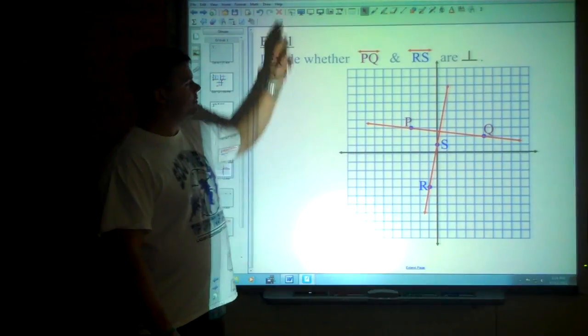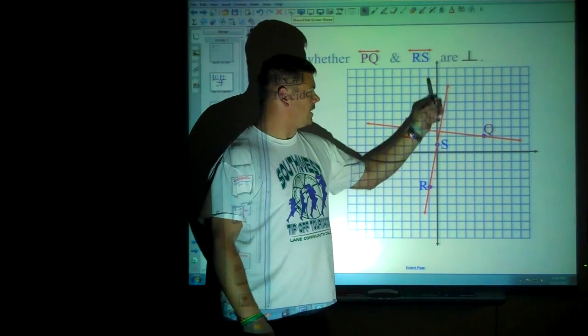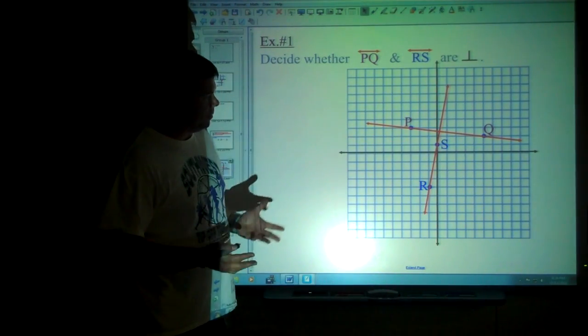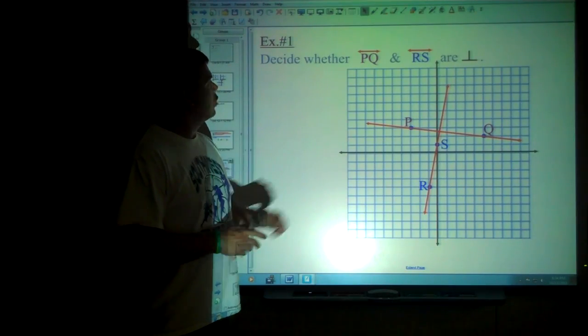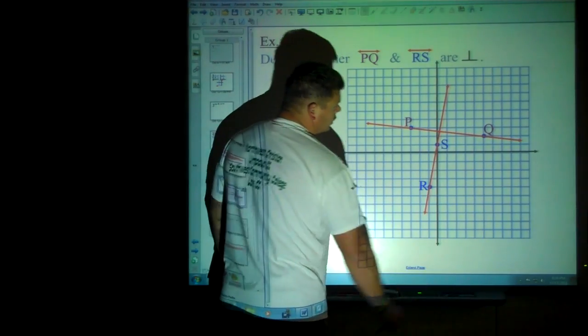So here we have a graph with two lines on it. We have line PQ and we have line RS. And they look like maybe they're perpendicular. I don't know. We got to check and see. The question is asking us whether they actually are. In order for us to determine that, we need to know the slope.